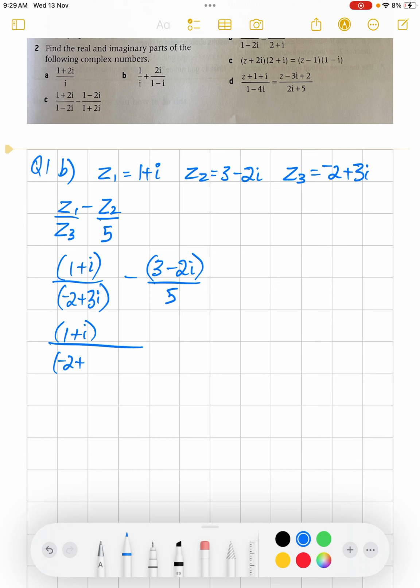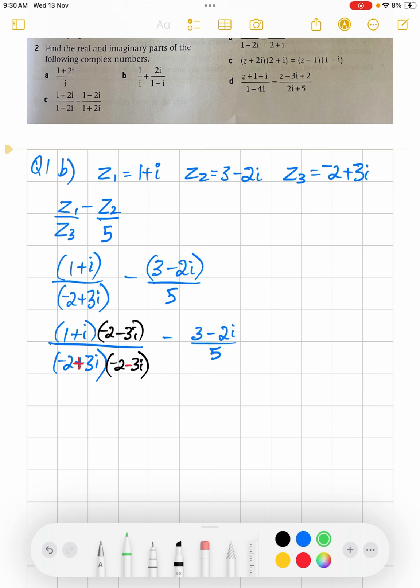over negative 2 plus 3i, and we're going to multiply top and bottom by the conjugate of the denominator. Now, the denominator is negative 2 plus 3i, so we're going to make it negative 2 minus 3i, and we put that both on the numerator and the denominator. Notice what I've done. I've taken this and I've multiplied it by the conjugate. So instead of negative 2 plus 3i, it's negative 2 minus 3i. I'm just going to leave this second fraction alone for a moment.